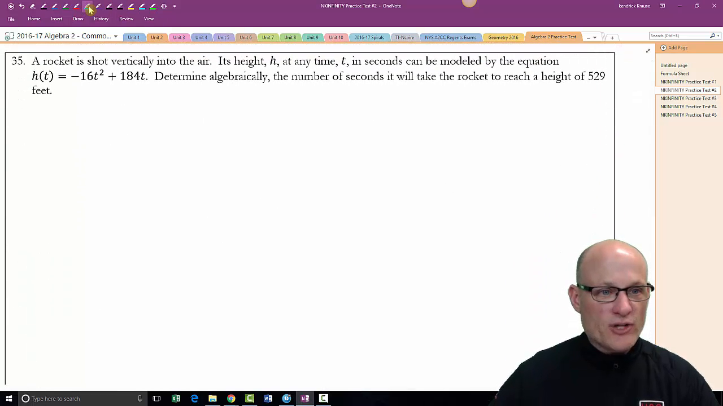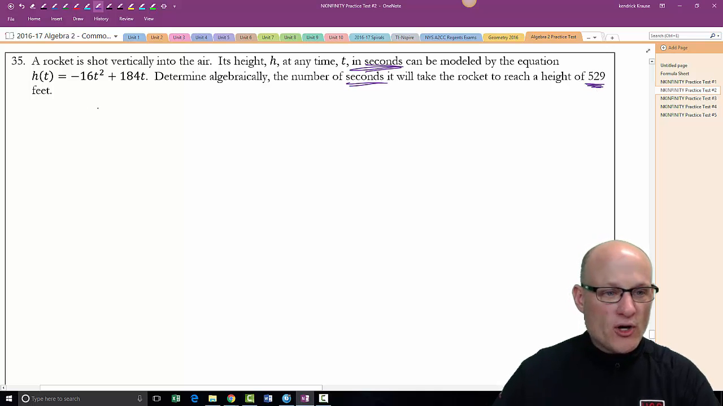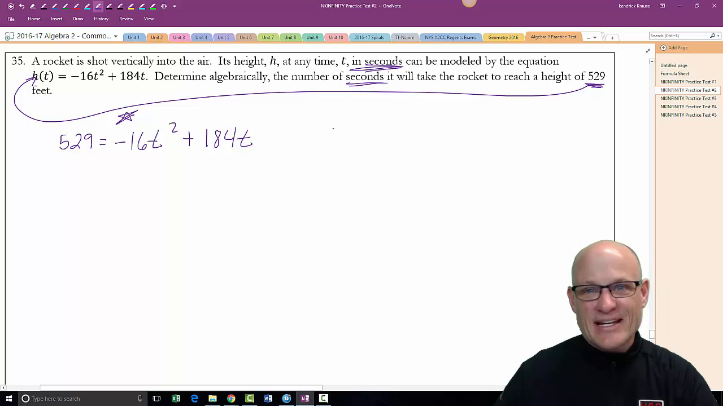A rocket is shot vertically into the air, height h, time t in seconds, modeled by this equation. Determine algebraically the number of seconds it will take the rocket to reach a height of 529. So I know that this 529 is going in for height. So 529 equals negative 16t squared plus 184t. We never, ever, ever want to have a negative x squared.